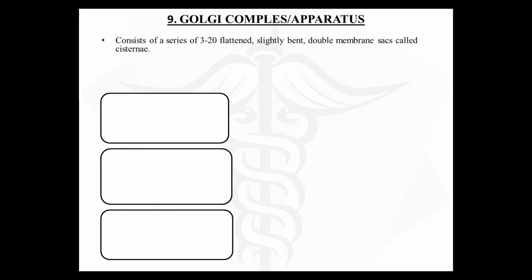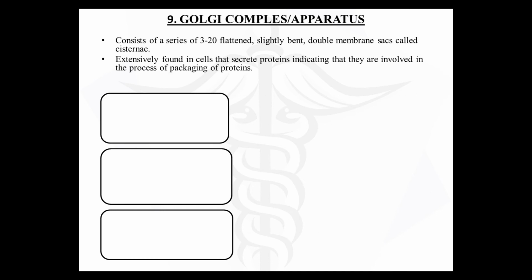The ninth structure of the cell is Golgi complex or Golgi apparatus. Golgi complex consists of a series of 3 to 20 flattened, slightly bent double membrane sacs called cisternae. Cisternae differ from each other with respect to size, shape, and enzymatic activity.